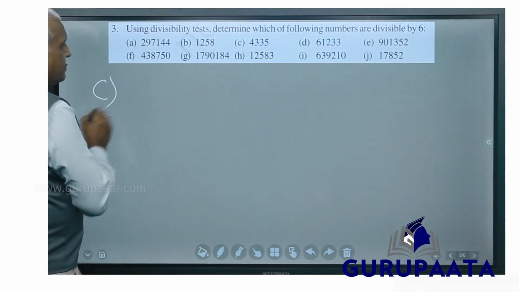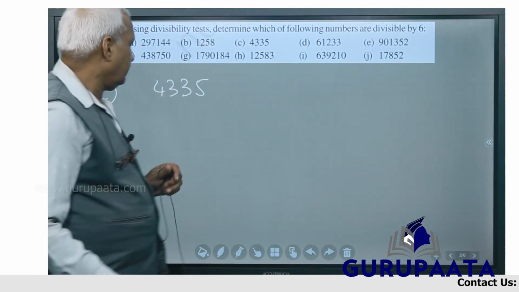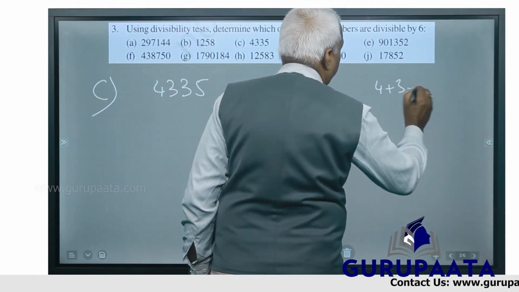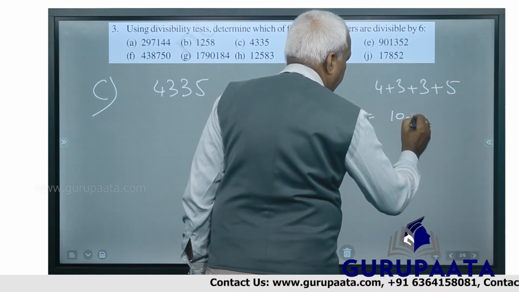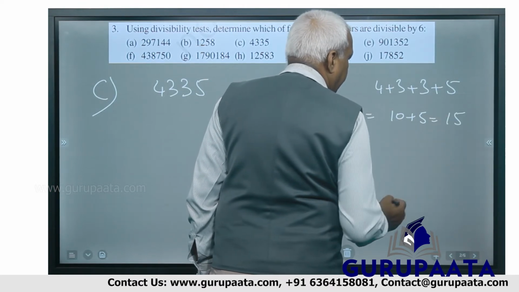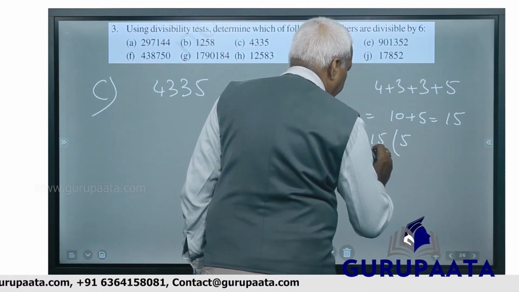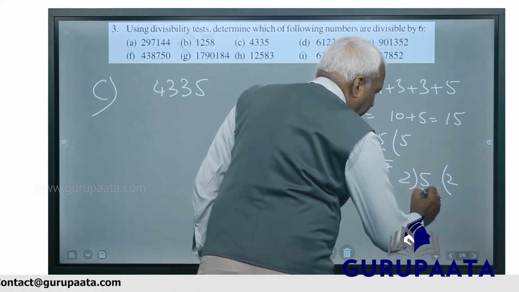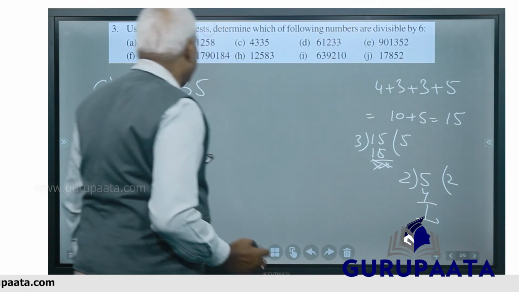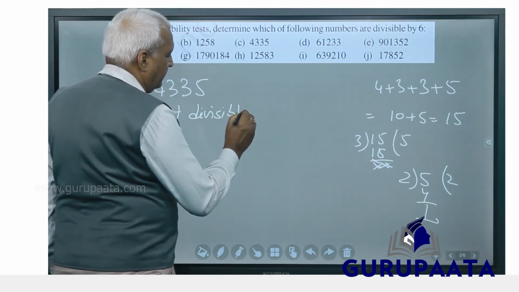Now, we will take question number C. 4335. Now, again do 4 plus 3 plus 3 plus 5, 15. 15 divided by 3, the answer is coming 5. Again, 5 divided by 2, the remainder is coming 1, so not divisible by 6.